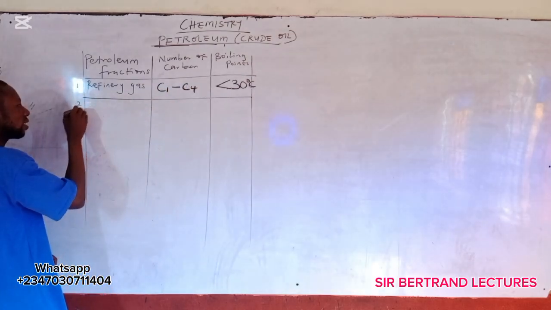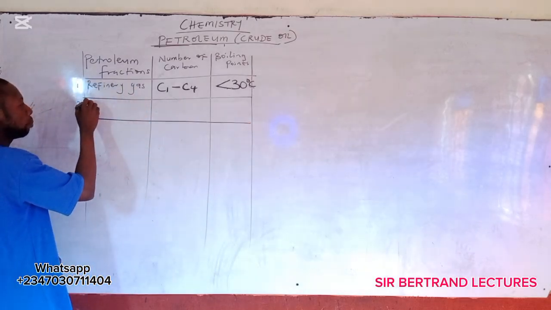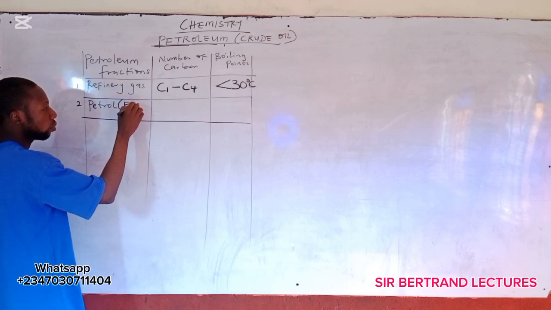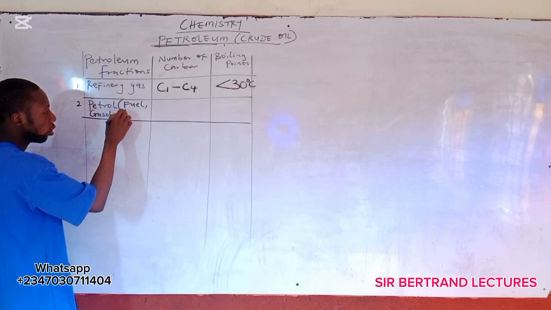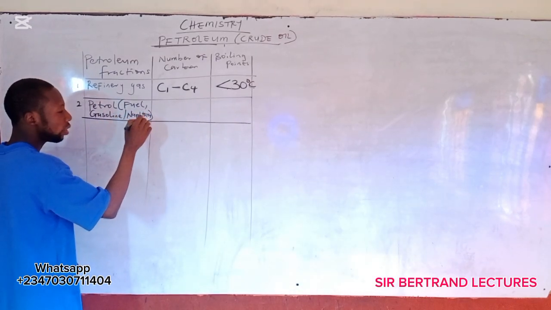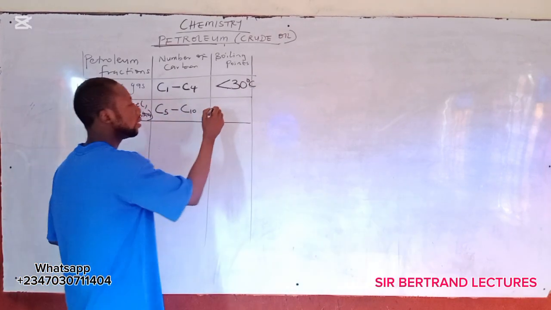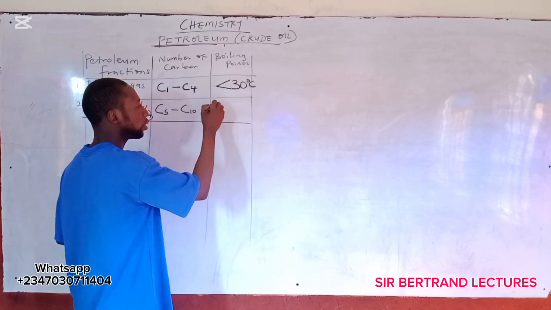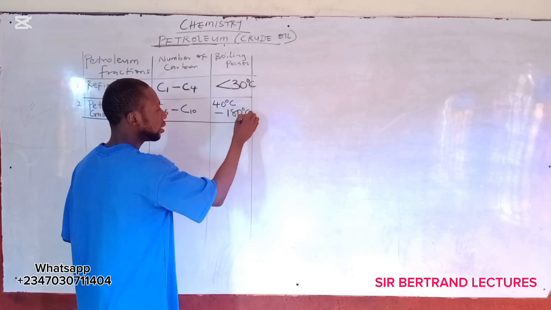Then after that, the next to be refined is petrol. Petrol is known as fuel. You can call it gasoline or naphtha. It contains carbon number 5 to carbon number 10. Then it boils at a temperature of 40 degrees Celsius to 180 degrees Celsius.